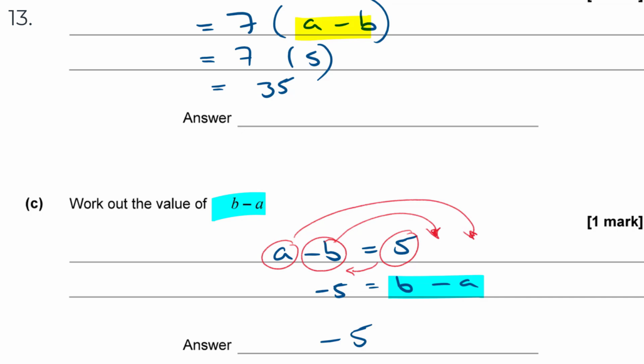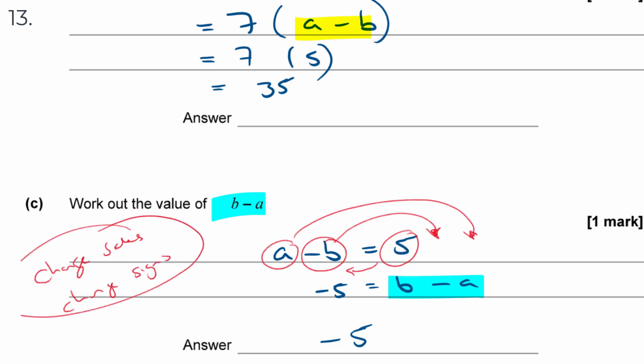Now this is using a quick shorthand method of rearranging called change sides, change signs. So it might be something quick and easy that you can remember. If you take anything from one side of an equation over to the other side of the equation like this, you have to flip its sign as it goes over. So that a became a minus a, the minus b became a b, and the 5 became a minus 5.